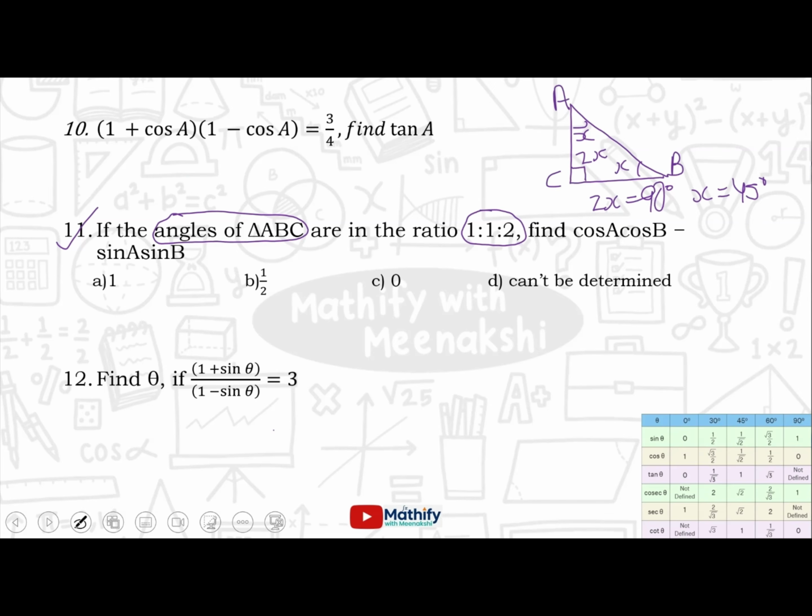So let's put the value here now. Cos 45 into cos 45 because A and B both are 45, minus sine 45 sine 45. Now you know that cos 45 and sine 45 are equal. That means this is also 1 by root 2 into 1 by root 2, that is half. Here also 1 by root 2 into 1 by root 2, that is half. So it becomes 0. So answer is C option. Let's move to 12th question.